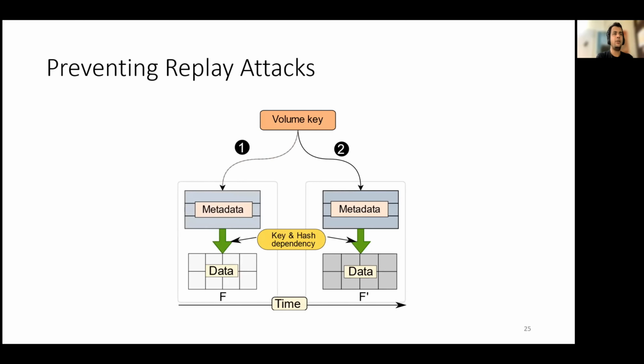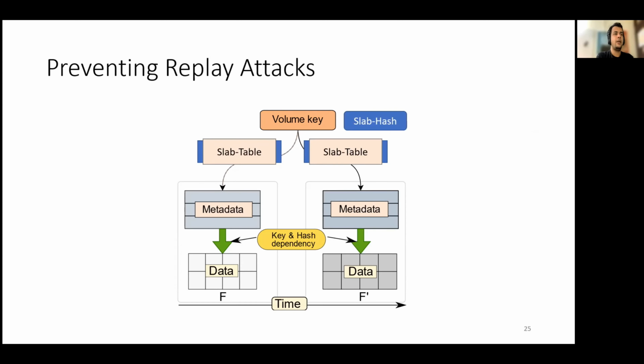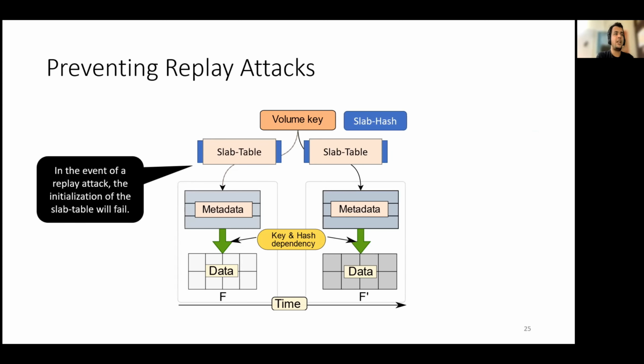Now, how will this design prevent a replay attack? Going back to our example, we now have a slab table that acts as a root of trust during the mounting of the volume. When state is f dash, there is a second time the hash of the table is obtained from a secure server, and the locally stored slab table is validated. An old version of the slab table will fail the integrity check.